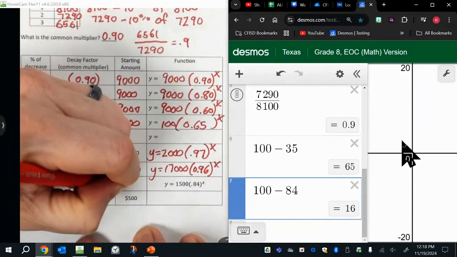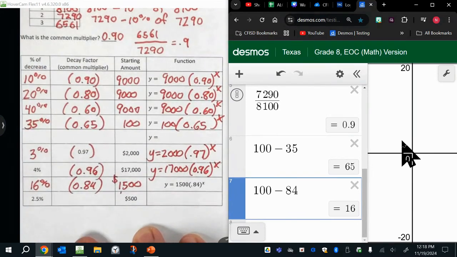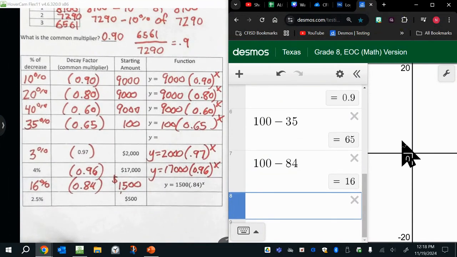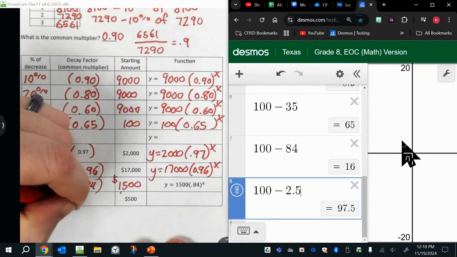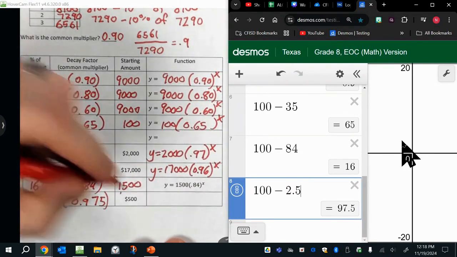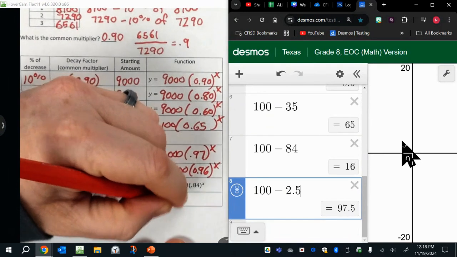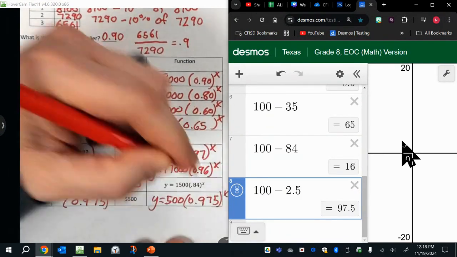And it's starting at... and if I'm 2.5%, you can think of it like this, right? 100 minus 2.5, it's 97.5, so we're going to write it this way, 0.975. So y equals 500, 0.975, because you're always taking it away.